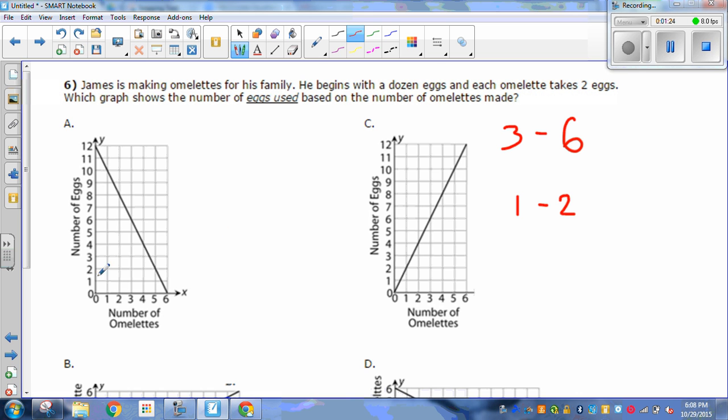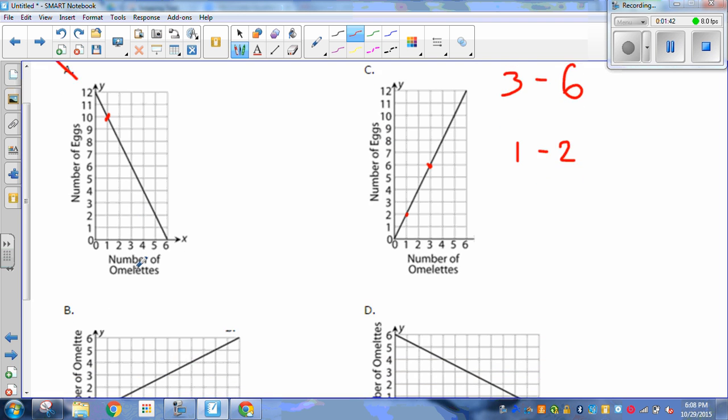Let's just check. 1 omelet, like 10 eggs. That's not right. A is wrong. C. Let's see here. 3 omelets, 6 eggs. That works. 1 omelet, 2 eggs. That works. So C could be an answer. Let's come back to that.